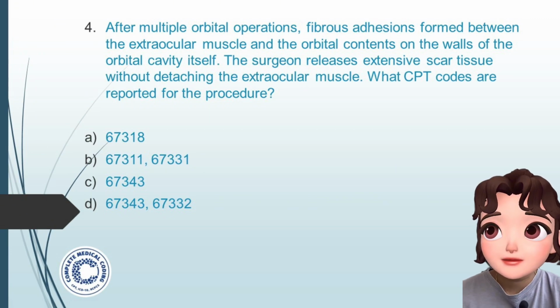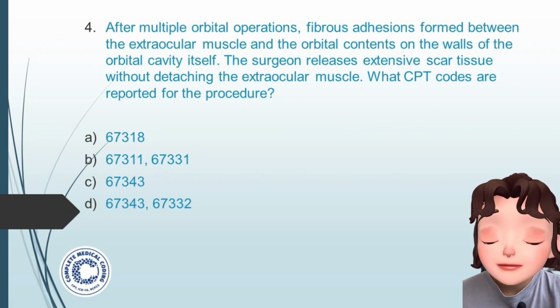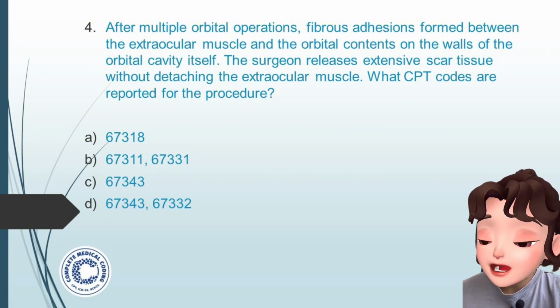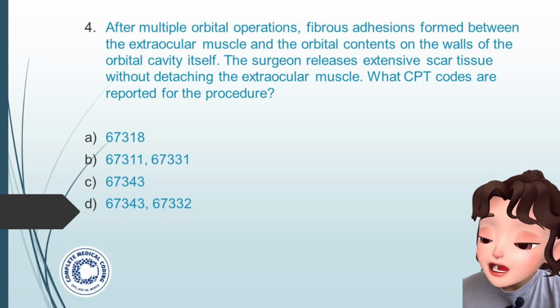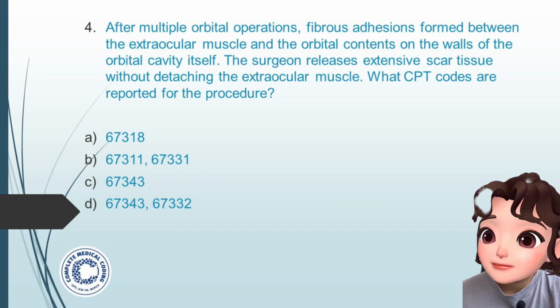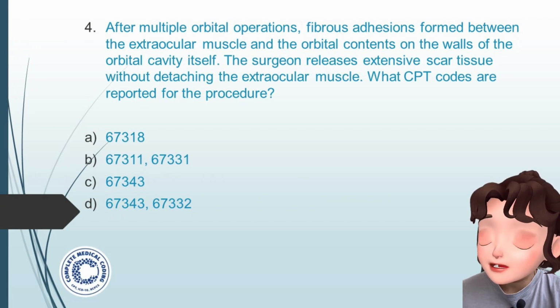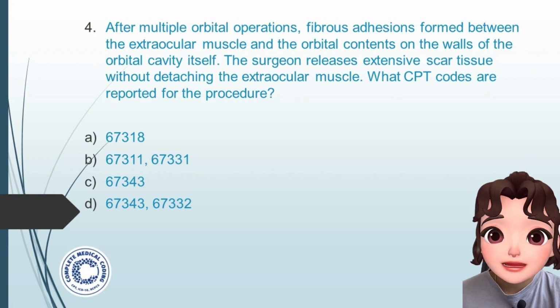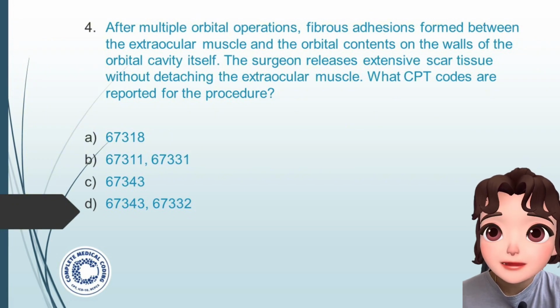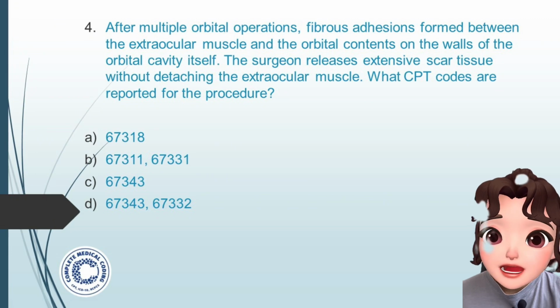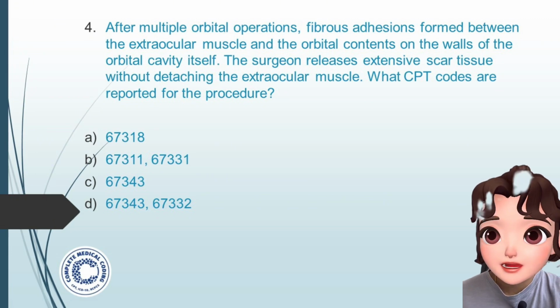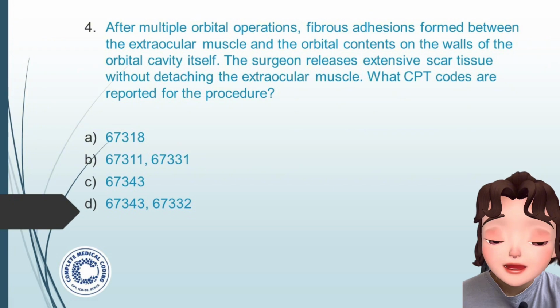So let's move to the options one by one. What is option A? 67318. 67318 represents strabismus surgery, any procedure, superior oblique muscle. This is not surgery. This is the release of extensive scar. So this is not strabismus surgery. Okay. Option B, 67311 and 67331. What is 67311? Again, strabismus surgery, recession or resection procedure, horizontal muscle. No, this is not strabismus.